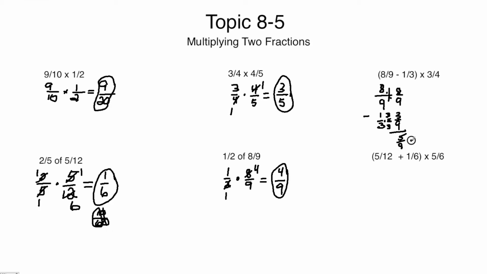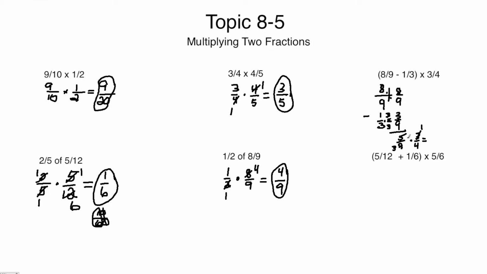Now we're going to times it by 3/4. Golden rule? Nope, there's no whole number or mixed number. Can we cross factor? Nope. Can we cross factor? Yep. 3 goes into 3 once. 3 goes into 9 3 times.